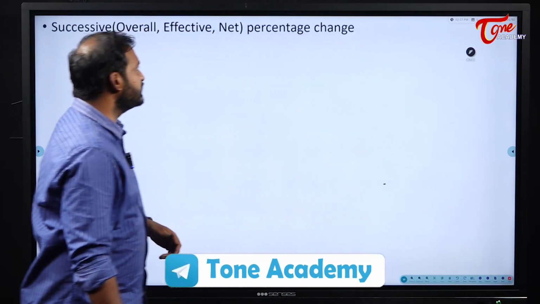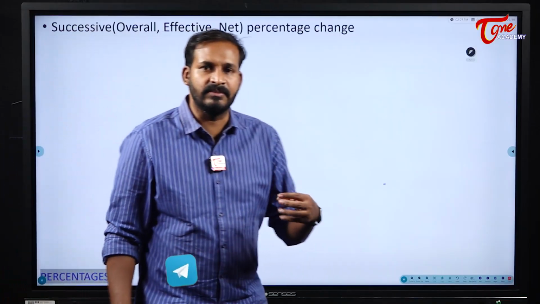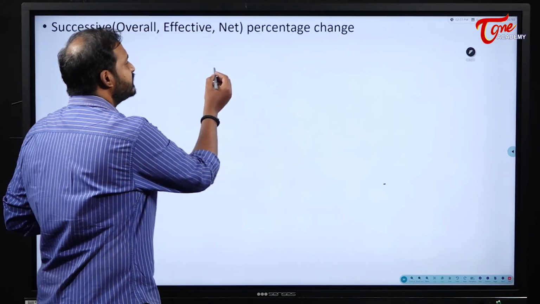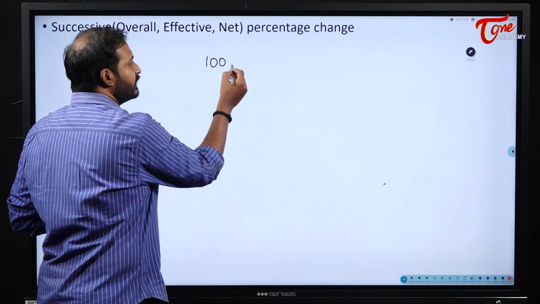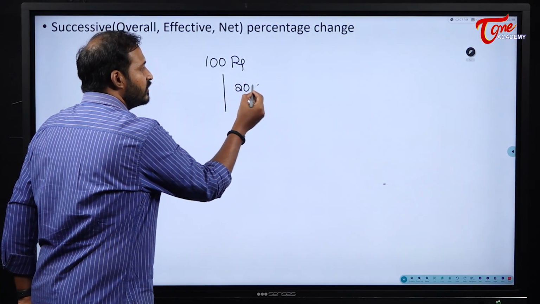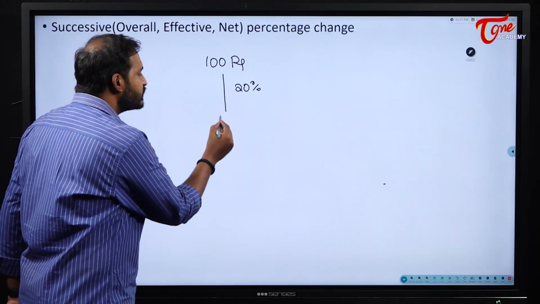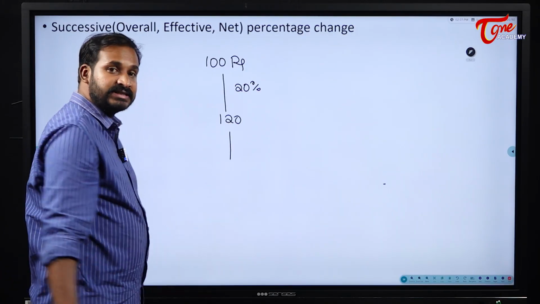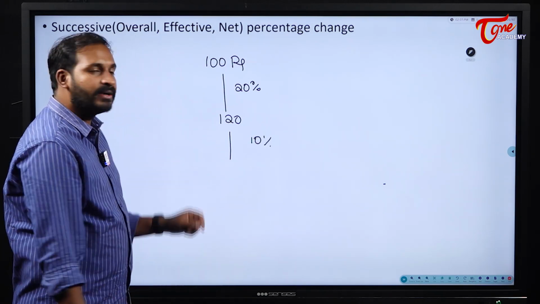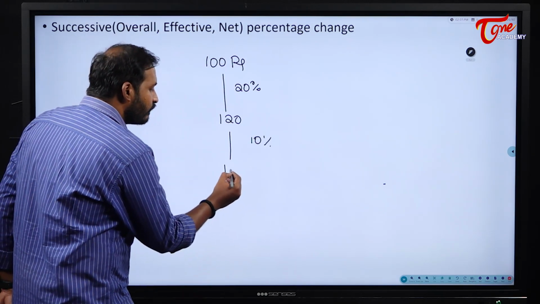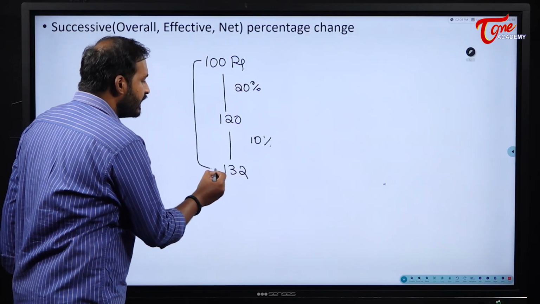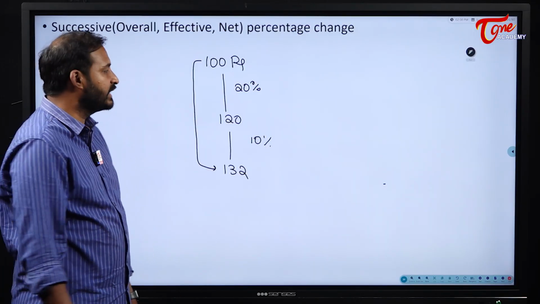Now, we will see what is this effective percentage or change in the percentage. For example, if a value changes multiple times, say I have 100 rupees and it changes by 20% once, what is its value? Now it becomes 120, and next it changes once again by 10%. What is 10% of 120? It is 12. So when you add it, it becomes 132. Effectively, the value went from 100 to 132.